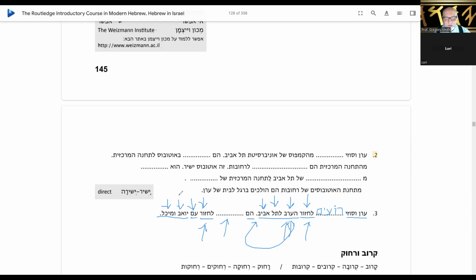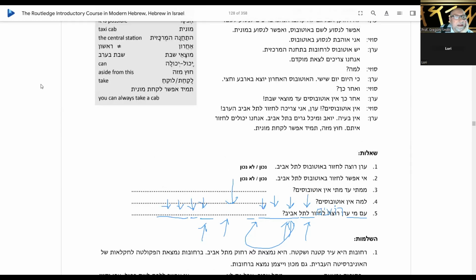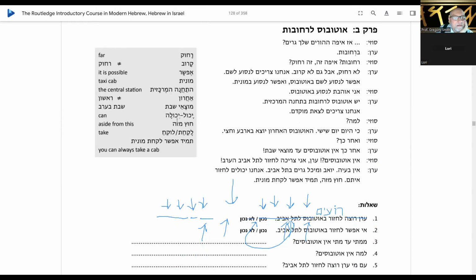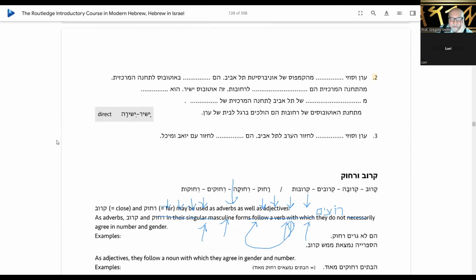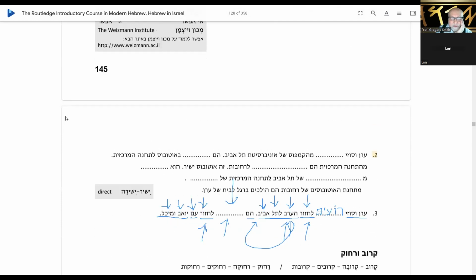See, if I put Rotzim there, I know they're going to have something else. They want to return with. They are going to return. What could be used in there? Oh, I bet you it's the can one. Let's take a look at this can. There it is right there. Yokalim. That's what it is. Let's get that back up there. Hem Yokalim Lehasor Im Yoav Umikal.